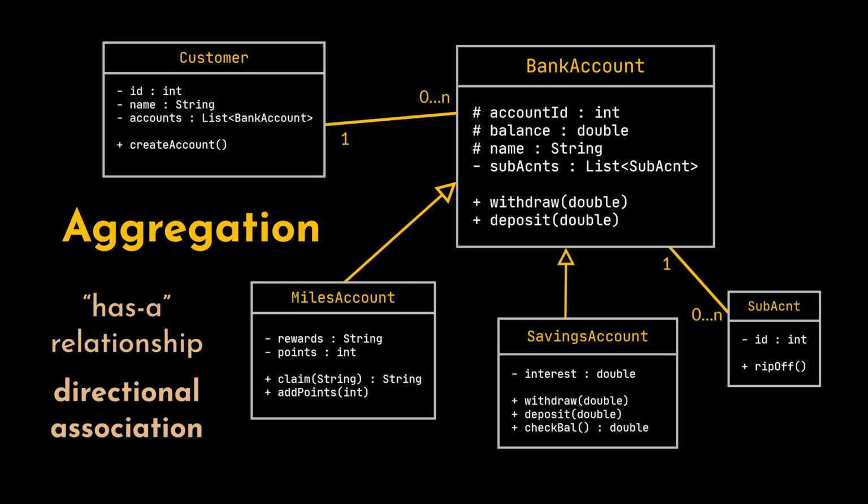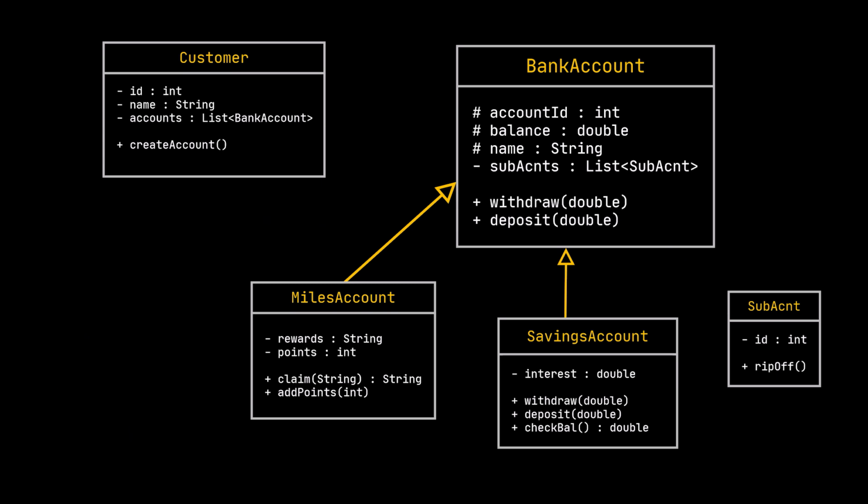We can say that the customer has a or several bank accounts, or the bank account has a or several sub-accounts. So, let's replace these association arrows with aggregation arrows in our class diagrams and take a look at something I hinted at a few minutes ago.